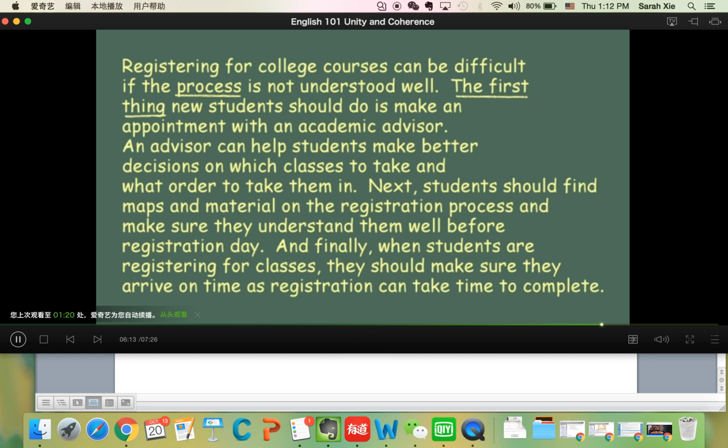The first thing new students should do is make an appointment with an academic advisor. An advisor can help students make better decisions on which classes to take and what order to take them in. Next, students should find maps and material on the registration process and make sure they understand them well before registration day. And finally, when students are registering for classes, they should make sure they arrive on time, as registration can take time to complete.